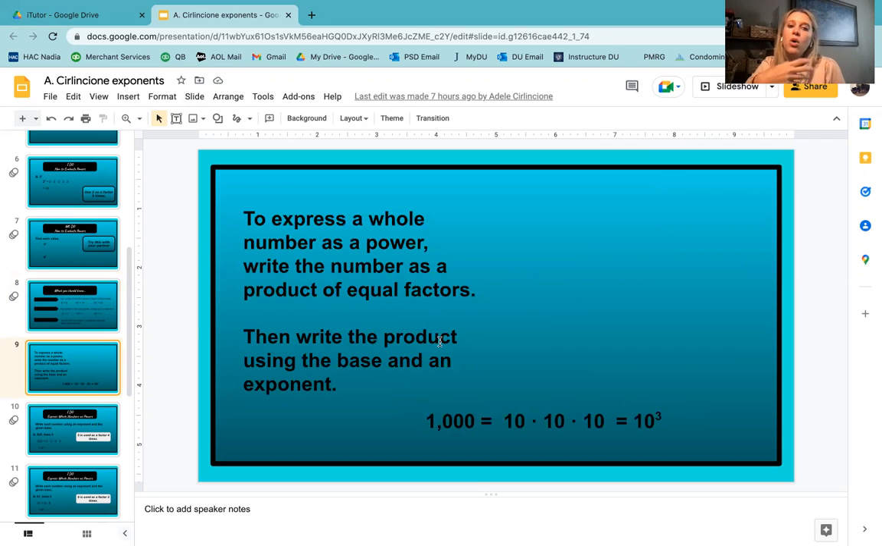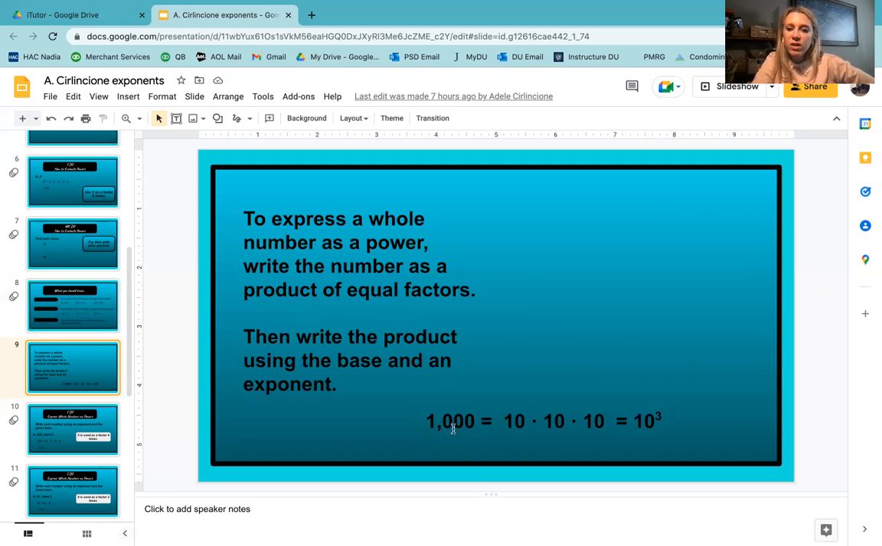Now, to express a whole number as a power, we write the number as a product. What is a product? Yes, the answer to a multiplication sentence. We write the number as a product of equal factors. Then we write the product using the base and an exponent. So here we're kind of working backwards from what we just did, okay?